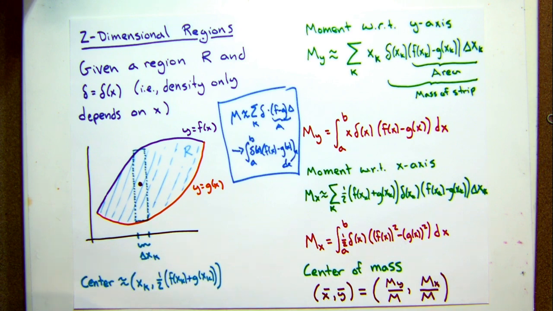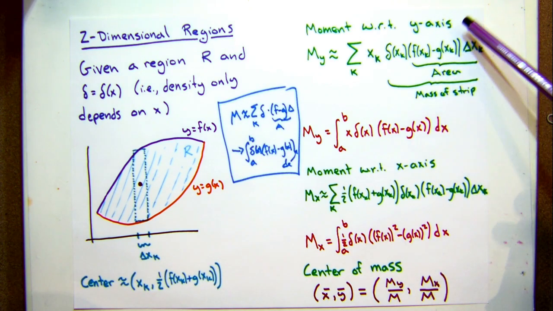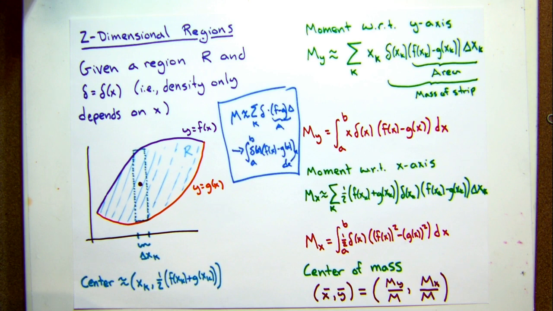For the moment, we need to talk about with respect to what? So we're going to have two kinds of moments. One is with respect to the y-axis. One is with respect to the x-axis. And so we have these two expressions here.